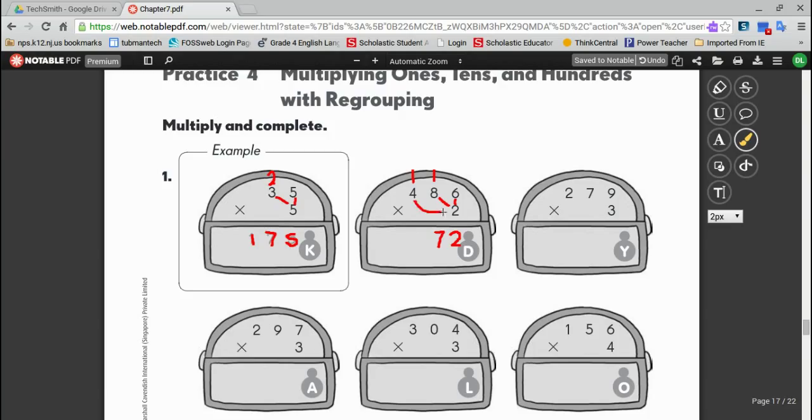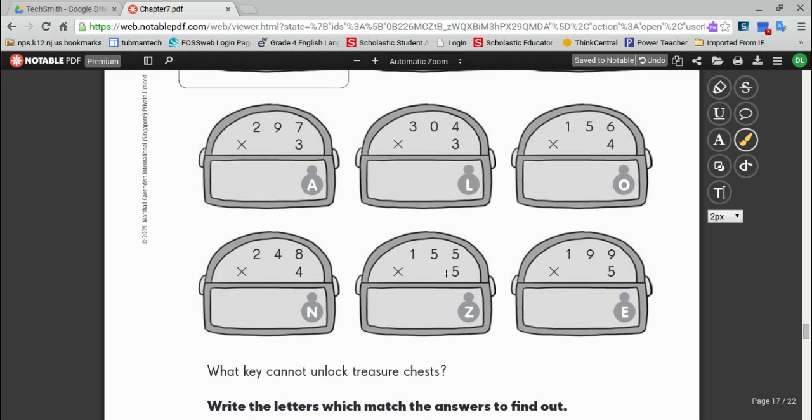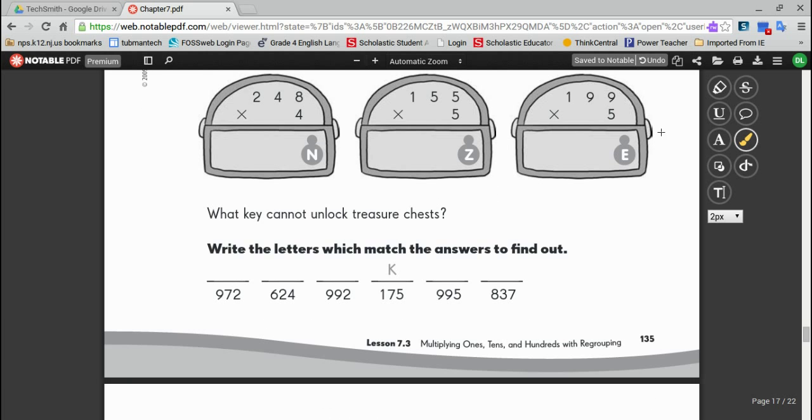And then lastly, we're going to multiply our hundreds. 400 times 2, so 4 times 2, let's count our 4s. That's 4, 8, plus 1 more is 9, so we have 900. And our answer is 972, so that's letter D. So if we look here, 972, and that's going to be letter D.